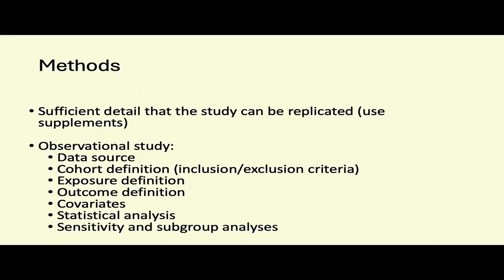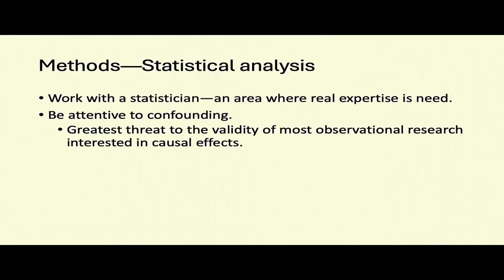So for an observational study, these are the elements that I make sure to include and the sequencing of those. I think these slides will be available, so if you want to look at this later, you can. But in general, start with the data source, then cohort definition, exposure definition, outcome definition, the covariates you will adjust for as potential confounders or mediators, your statistical analysis approach, and then sensitivity and subgroup analyses.